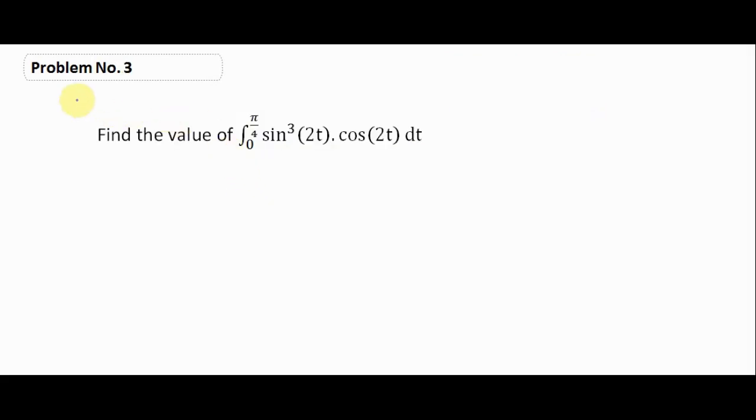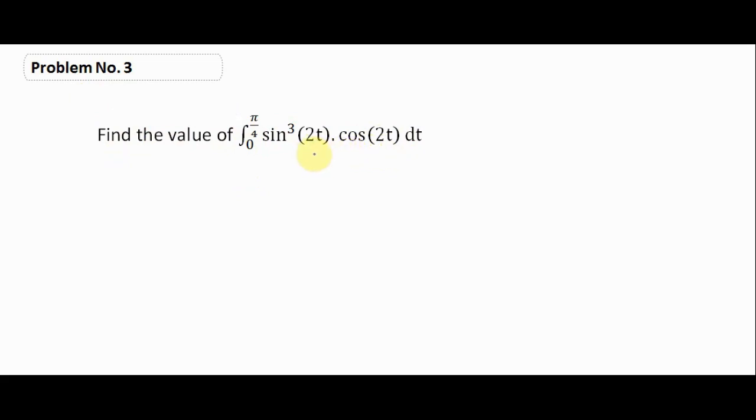Now let's see problem number 3. Find the value of integral 0 to pi by 4 sine cubed 2t into cos 2t dt. So you may try to solve this by yourself. Please pause the video and try to solve this.